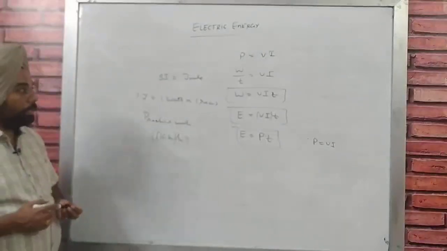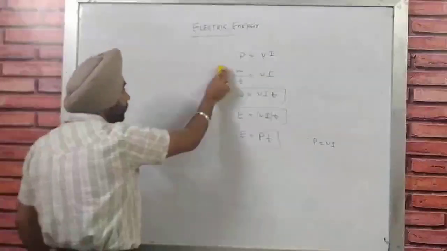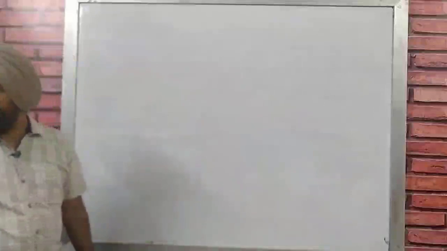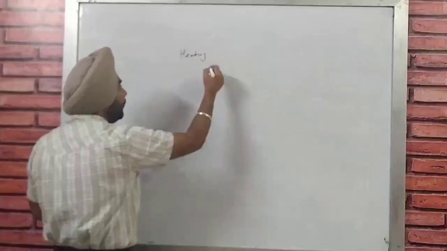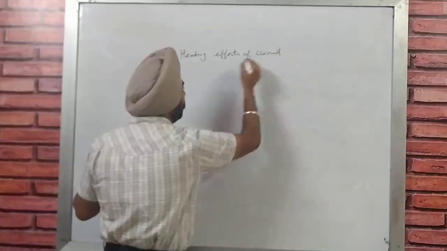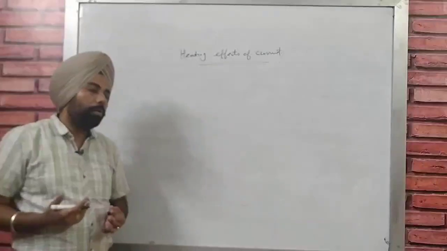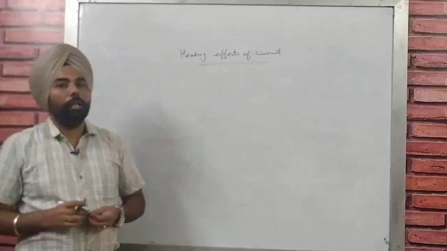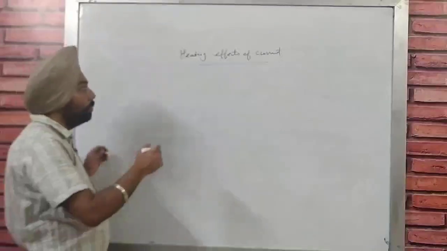So what next? What next is very simple for you: heating effects of current. What are the heating effects of current? If you think about old bulbs which have filaments, if we pass electrical energy through that, you all know that the filament becomes hot. So we are just taking that kind of thing into account.